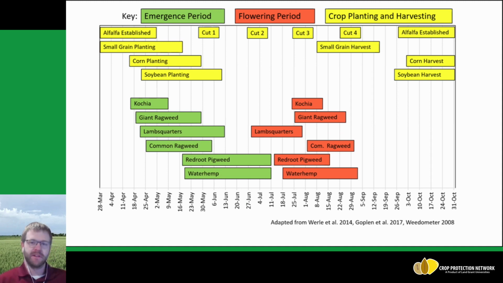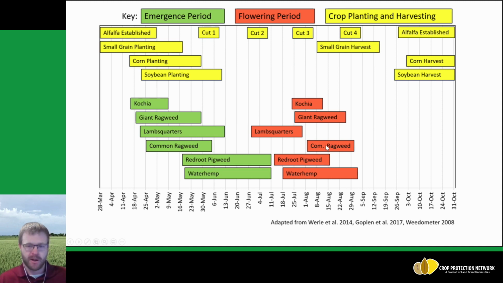So to help exemplify some of those things I just mentioned, here's a graph or a chart that I had put together, really just showing a typical growing season. Starting on the left-hand side on the bottom axis here, the end of March, and really just going all the way to the end of October. In this case, the green bars, this is more or less a prediction for much of Minnesota. Obviously, this will change somewhat depending on weather and your location, but it shows kind of a prediction of when these weeds are going to emerge. So kochia, giant ragweed, lamb's quarters typically are emerging earlier.